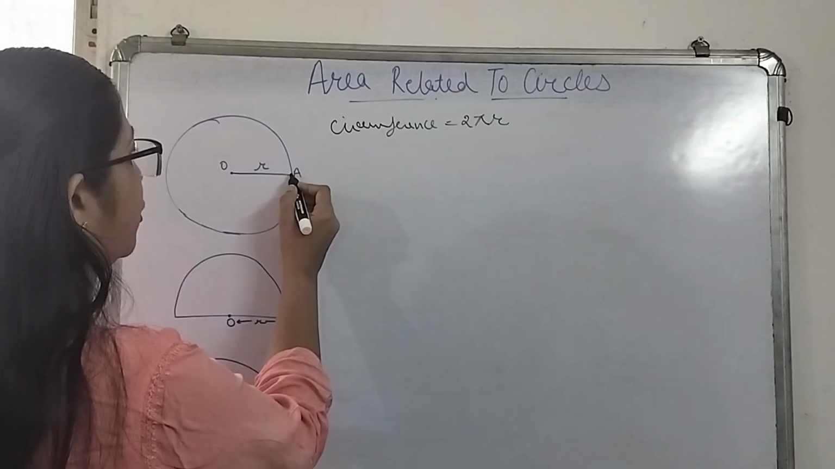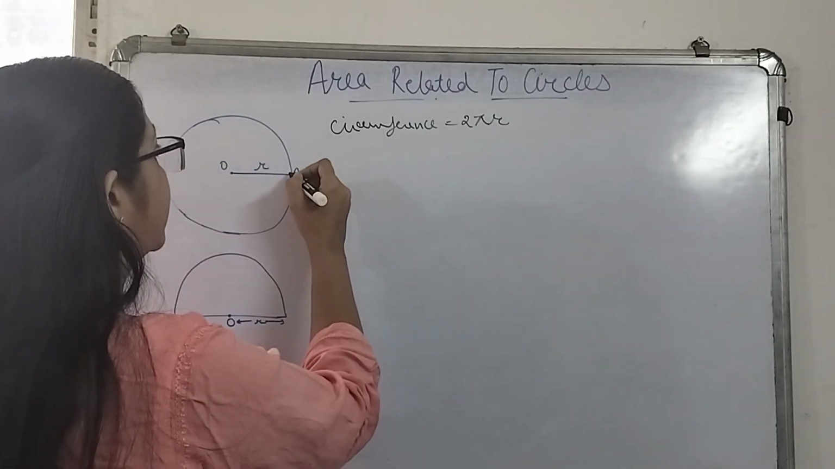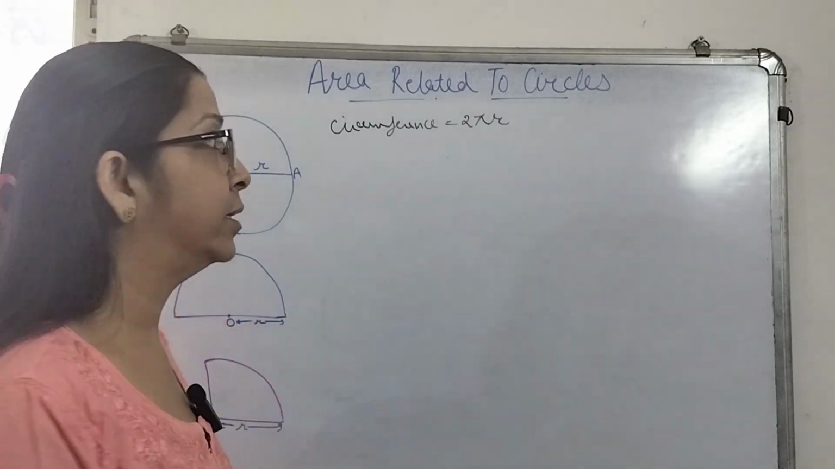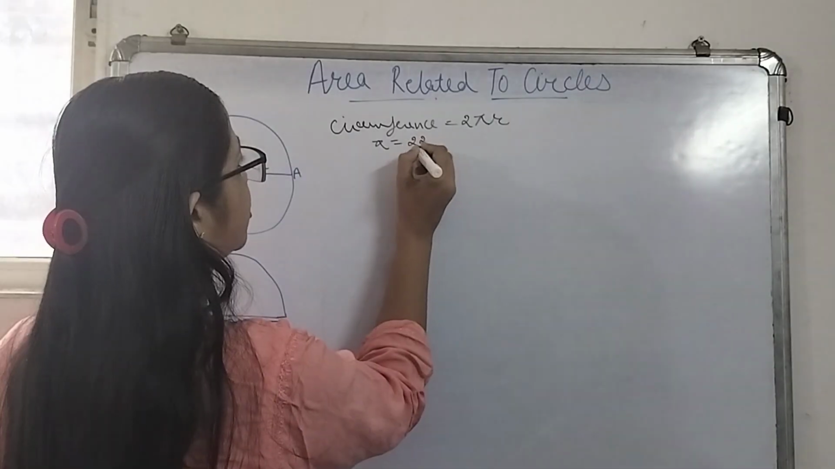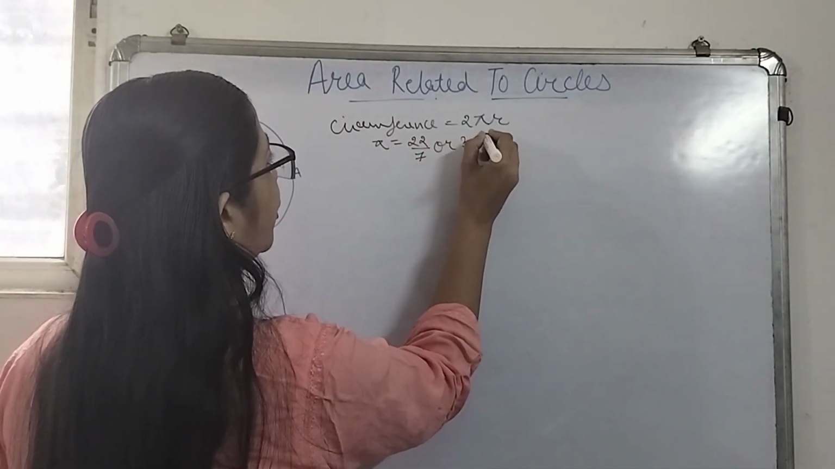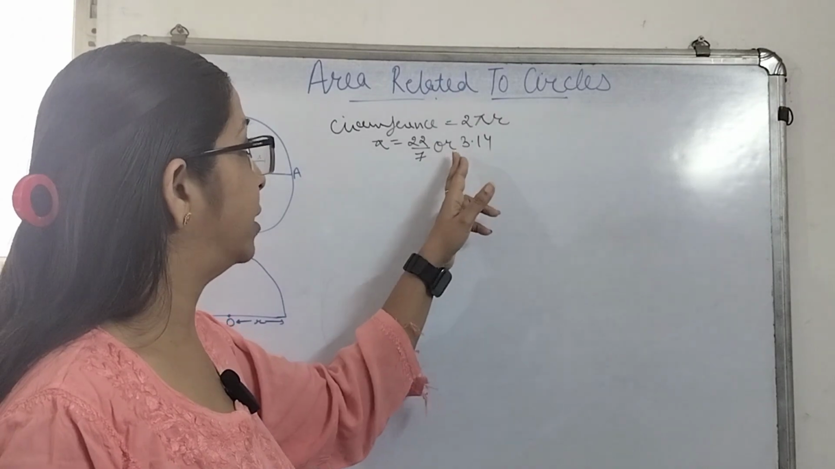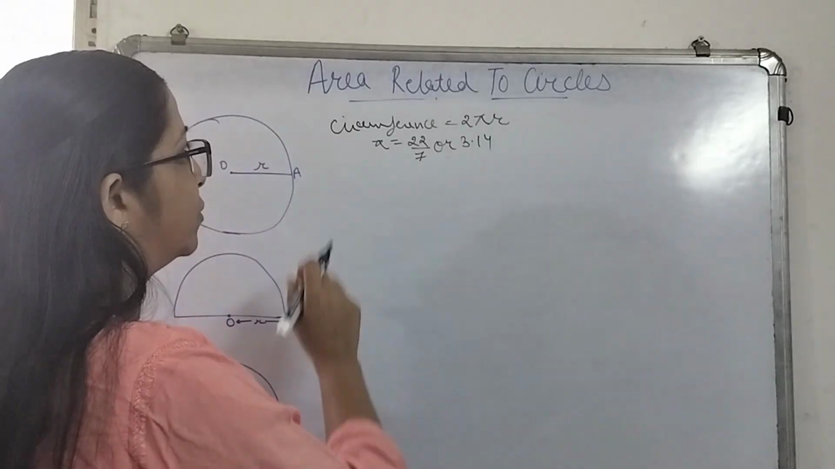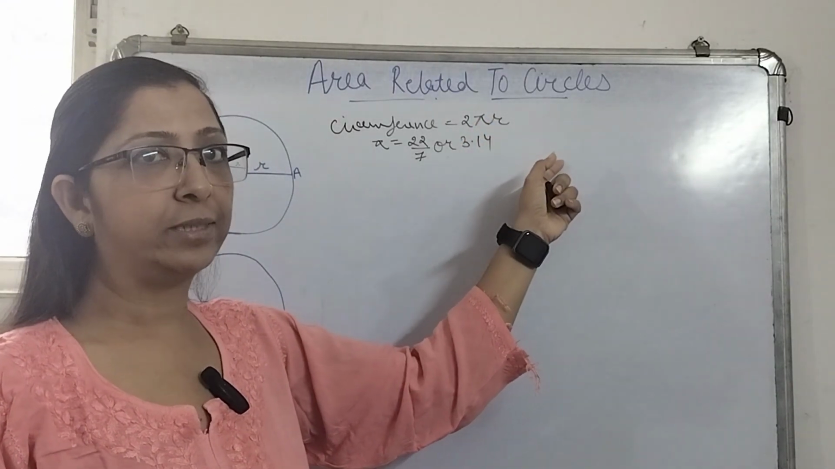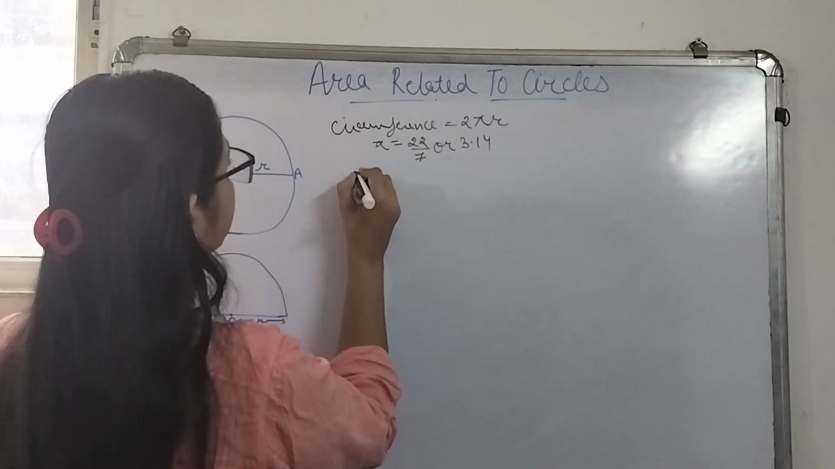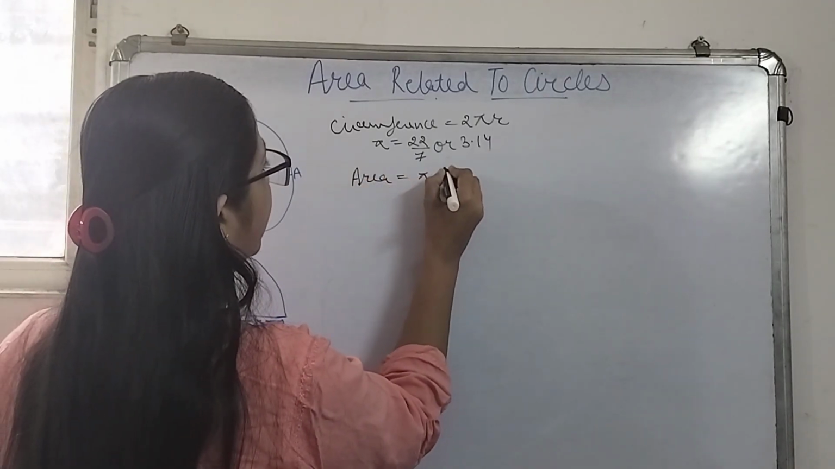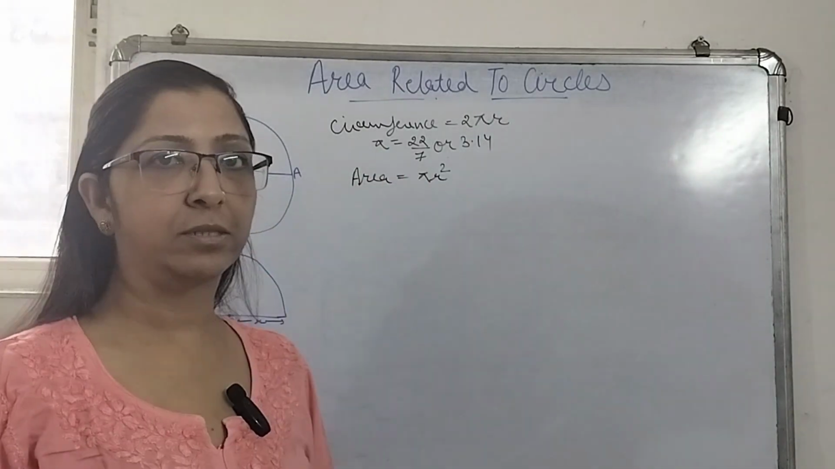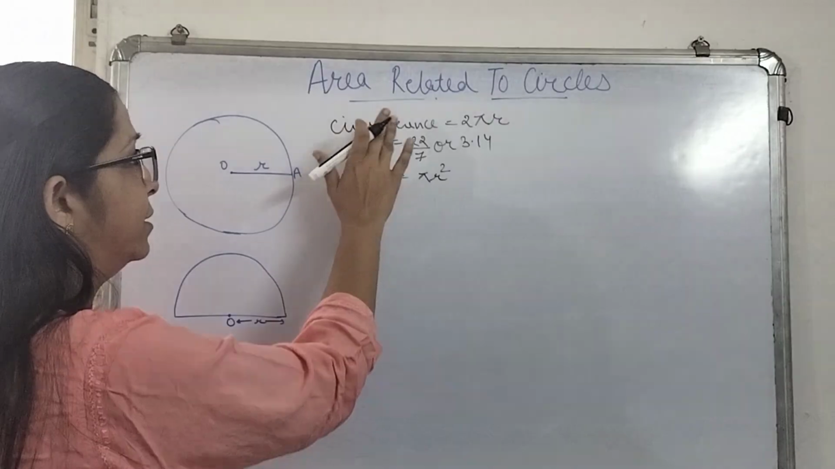That means if we start from here and move throughout the boundary, the distance covered will be equal to 2 pi r, where pi is a constant whose value we take either as 22/7 or as 3.14, and r is the radius of the circle. We have learnt this already in our previous classes. And the area of the circle is given by the formula pi r square, where again pi is a constant and r is the radius of the circle. This is the case for the full circle.